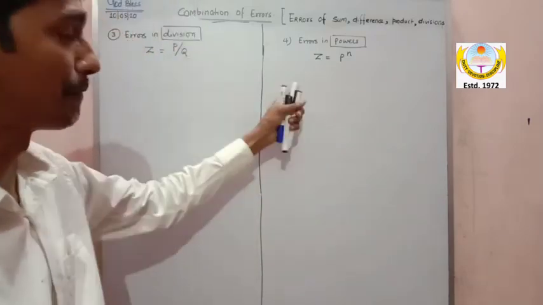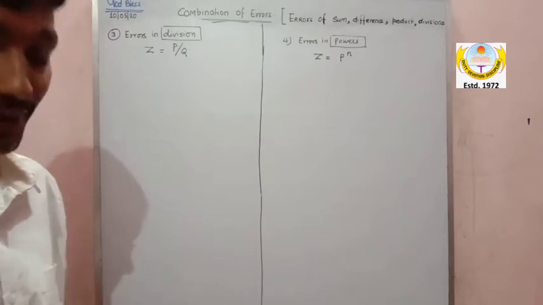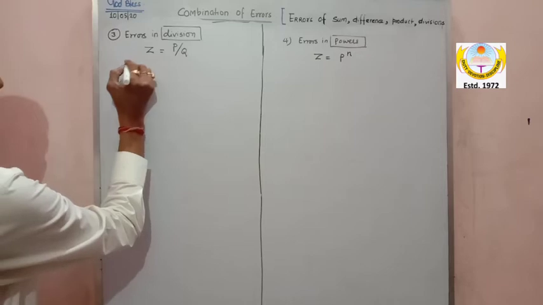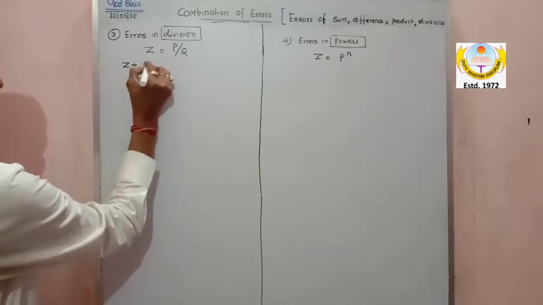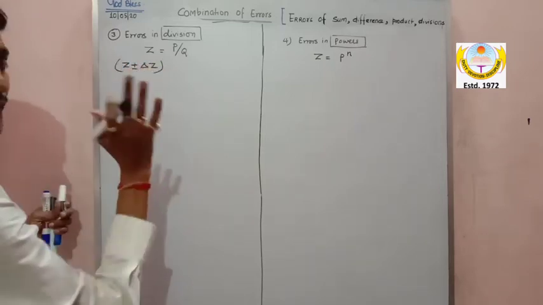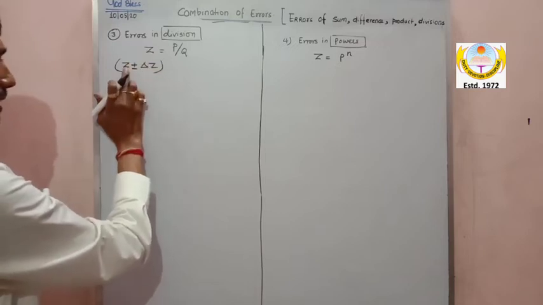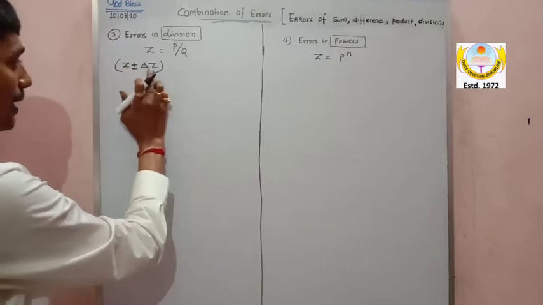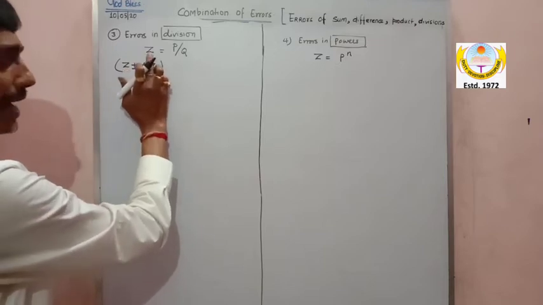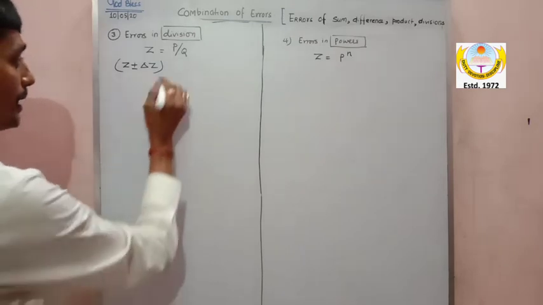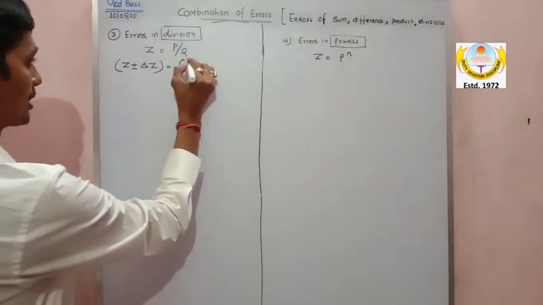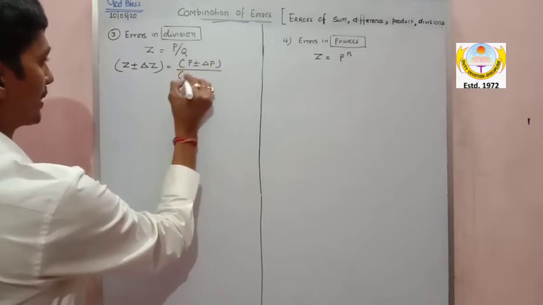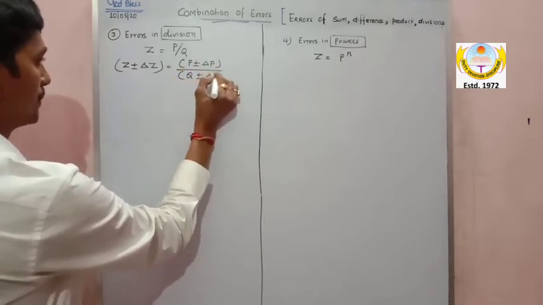So now let us check which kind of errors occur in powers, and in divisions also. Here, z can be written as z plus minus delta z. Now, till now you understood this is the proper form. Here z is the true value of this physical quantity z, and plus minus delta z is the absolute error in the measurement of z, which is equal to p plus minus delta p divided by q plus minus delta q.